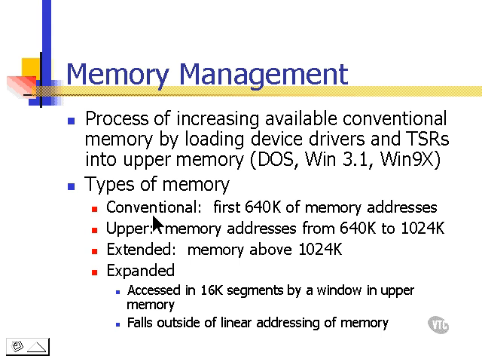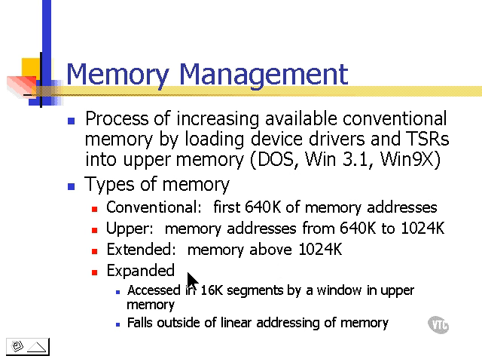They have conventional memory, which is the first 640K of memory addresses, or 640,000 memory addresses. Then upper memory, which are the memory addresses from 640K to 1024K. And then extended memory, which is any memory above 1024K. 1024K, by the way, is also 1 megabyte of memory.